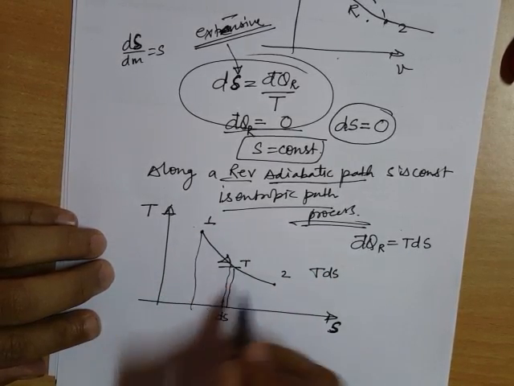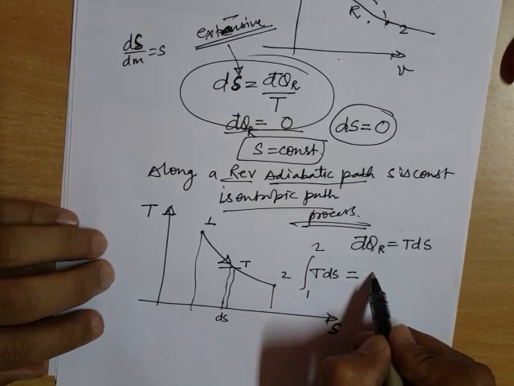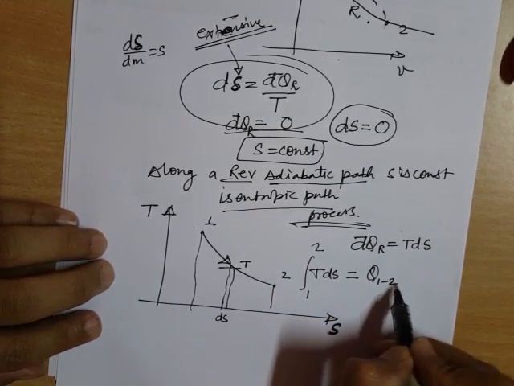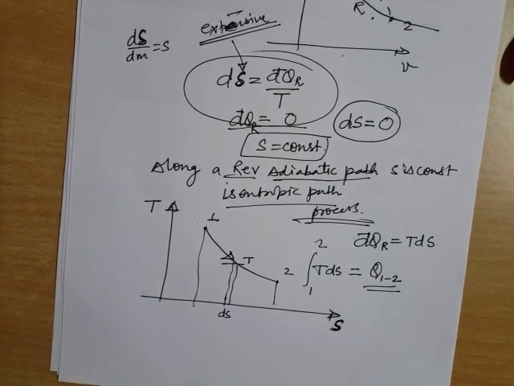So if you sum up from 1 to 2, you will get what? You will get the total heat transfer in this process. So any curve in TS plot, the area under that curve in TS plot will give you the amount of heat transfer in that process.